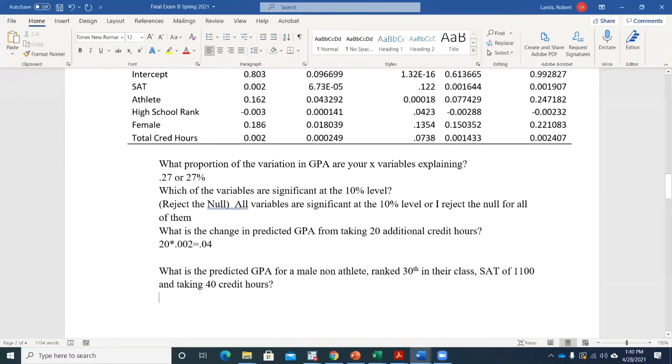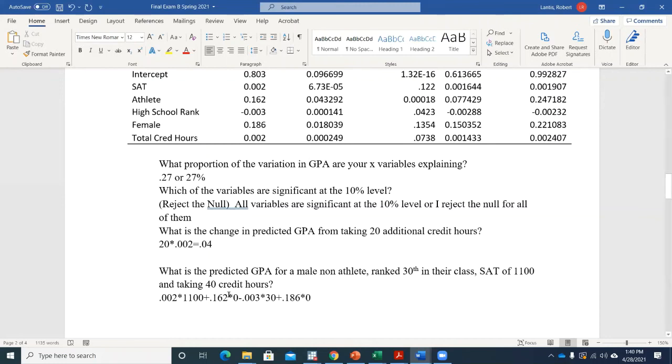So I will take that slope coefficient on the SAT, 0.002, multiply that by the person's 1100. Add to that the slope coefficient on athlete, 0.162, times, well, I have a non-athlete here, so that would be times 0. Add to that the coefficient on high school rank. Well, actually, that's a negative, so I'll subtract that 0.003 times, they were 30th in their class, so times 30. Add to that the coefficient on female, 0.86. Well, this individual was male, so we'll multiply by 0.